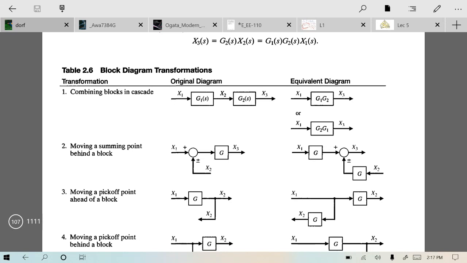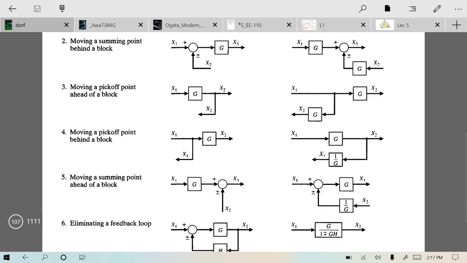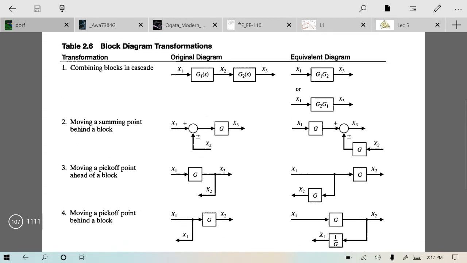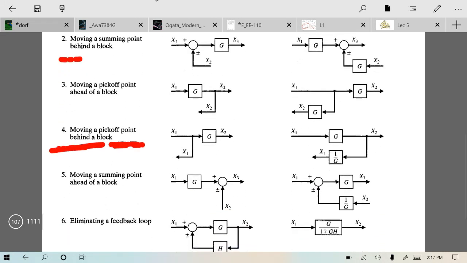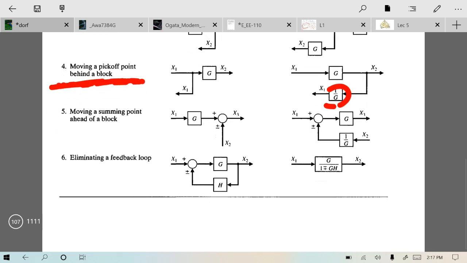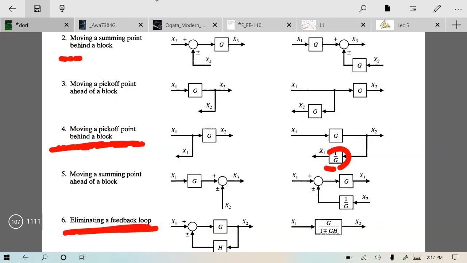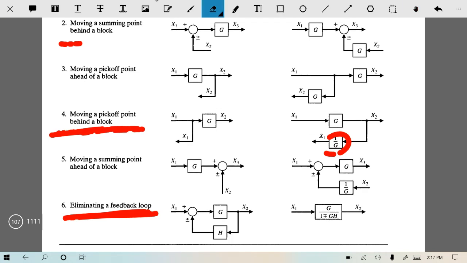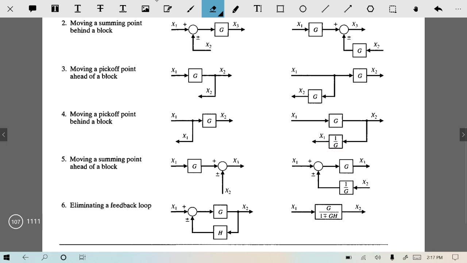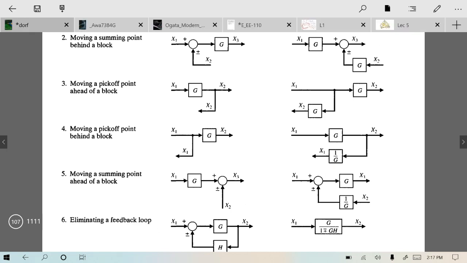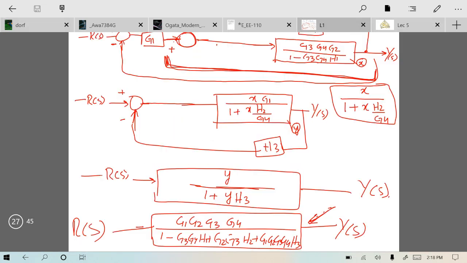Initially, I think we have only used 2 points in this example. First, we used point number 4, we moved the pickoff point divided by G, and then we used point number 6. By using only these 2 points, we have reduced our complete block diagram of multiple blocks into a single block. So I hope you have understood this example.